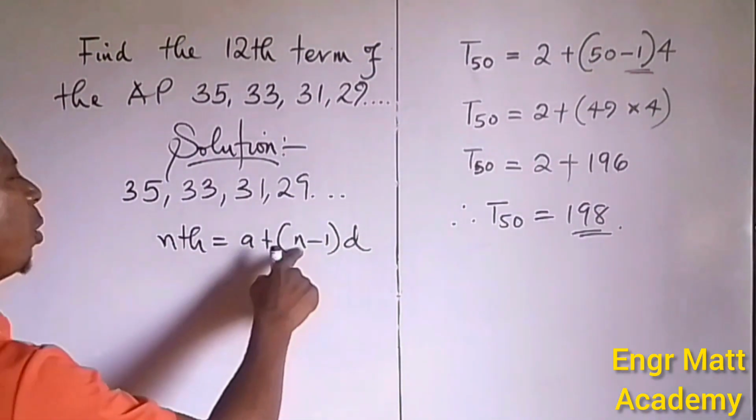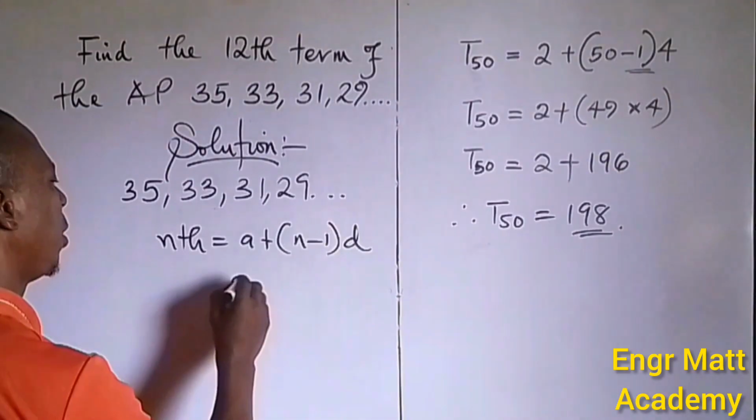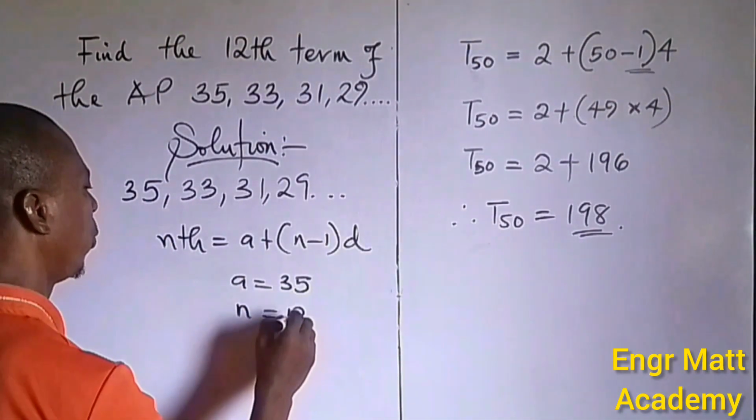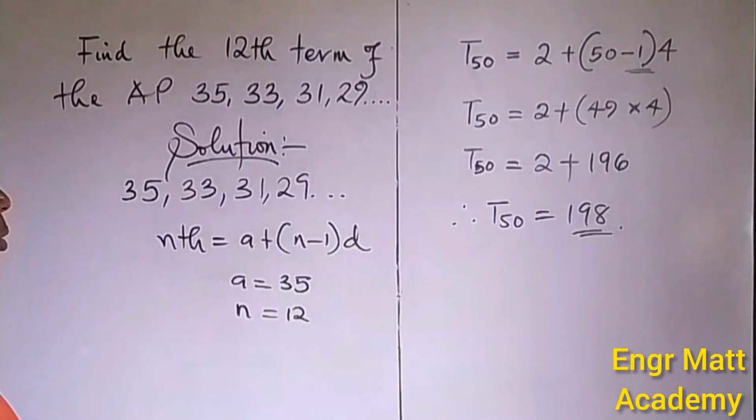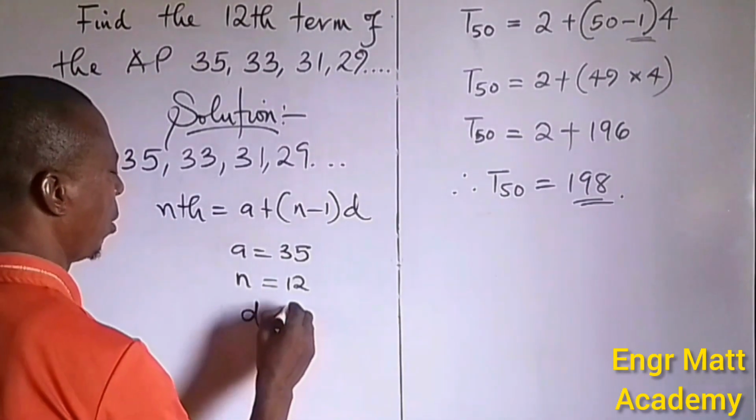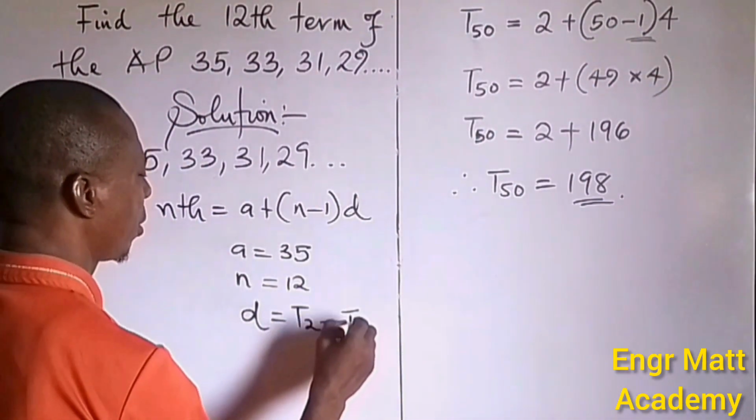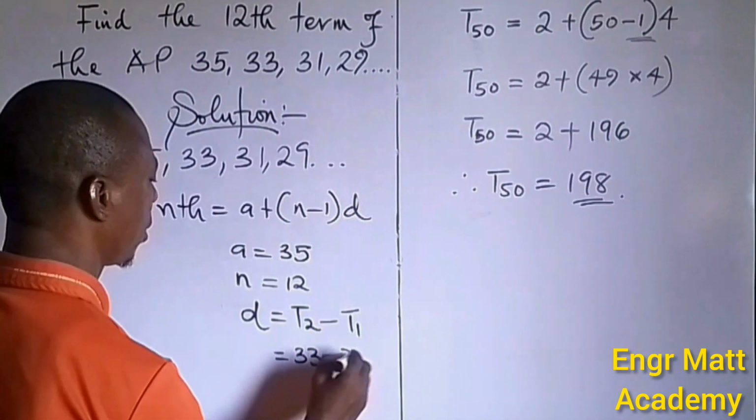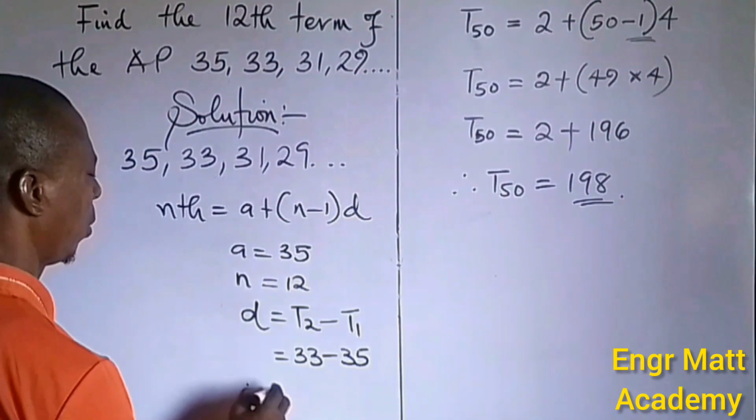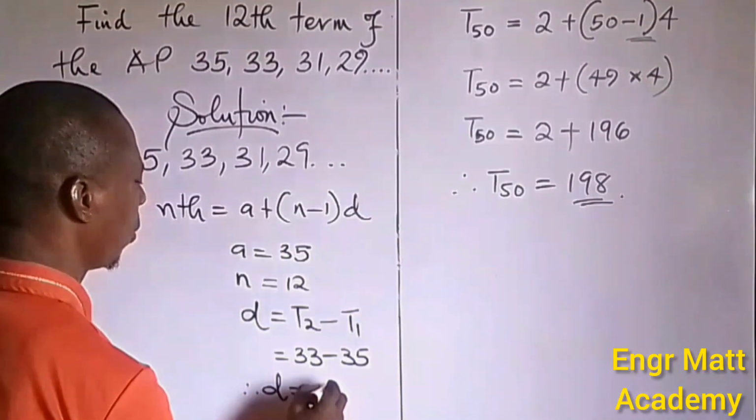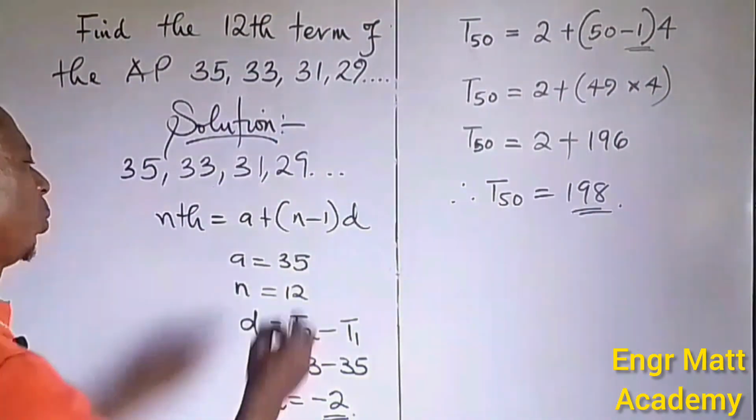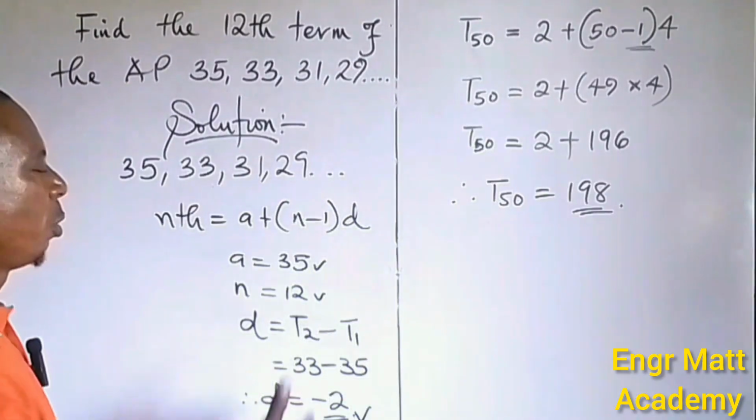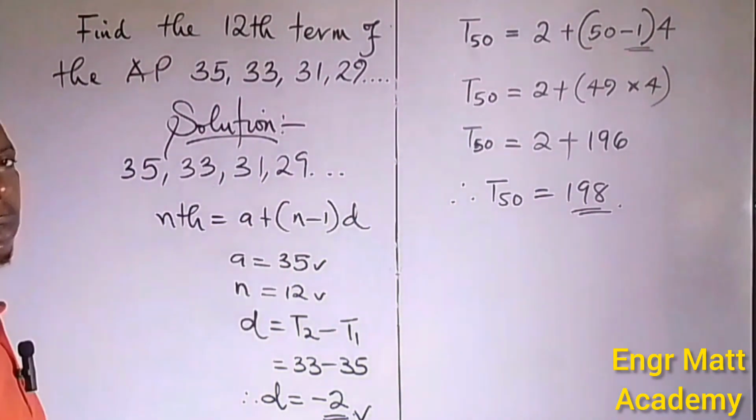Now we define each of these unknowns. a is equal to 35. n is the position of the number we are looking for, the 12th position. d is the second term minus the first term. That is 33 minus 35. Therefore, d is minus 2. Now that we know a, we know n, and we know d, we'll substitute those values into the formula.